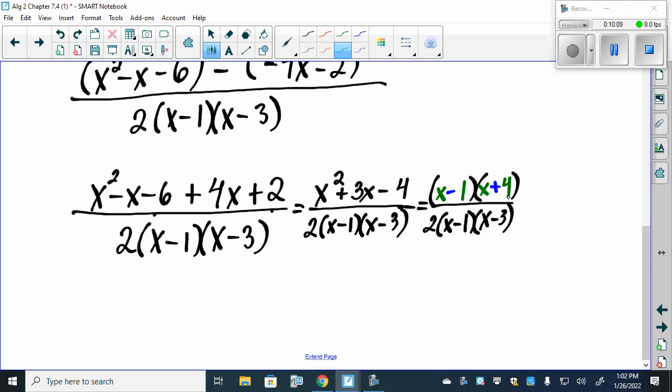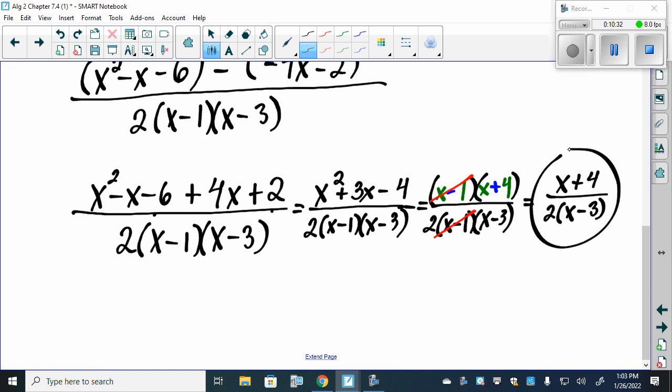But when we do this, does it give us something in common on top and bottom? Well, yes. The x minus 1. So what that means for us is that these here will simplify out, leaving us with x plus 4 over 2 times x minus 3. And that there's as simplified as it gets.